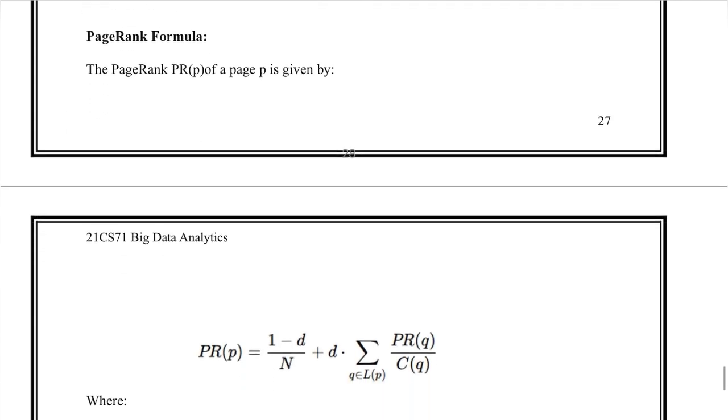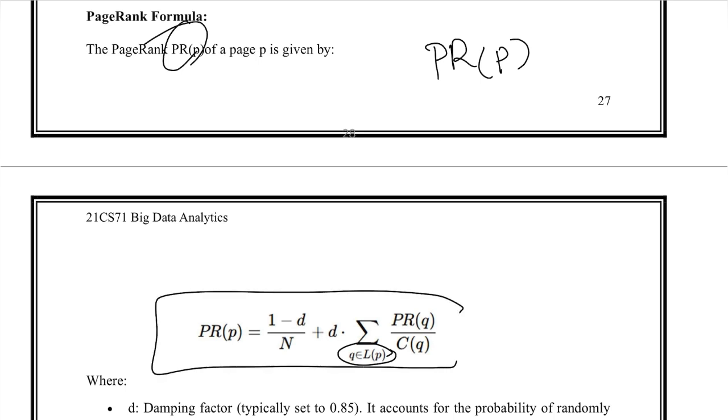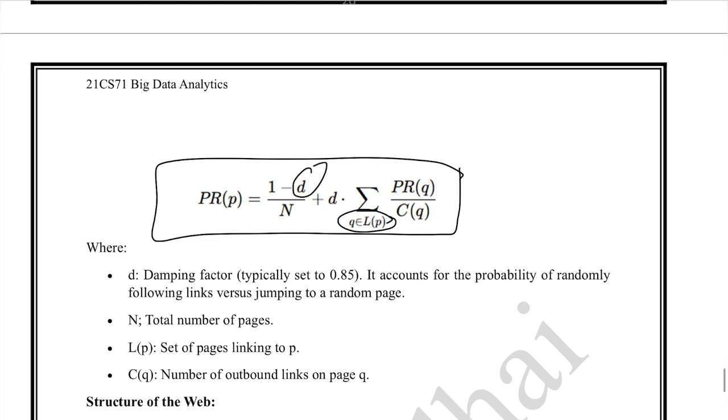What is the PageRank formula now? PR(P), the PageRank of P, is denoted by (1 - d)/n + d * Σ over Q belonging to L(P) of PR(Q)/C(Q), where d is the damping factor, typically 0.85.